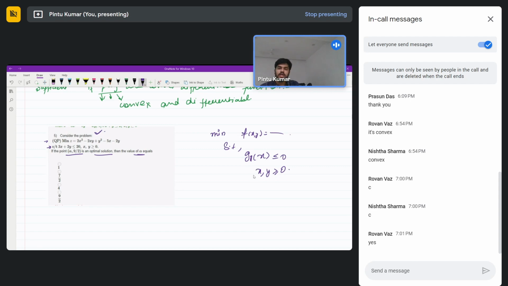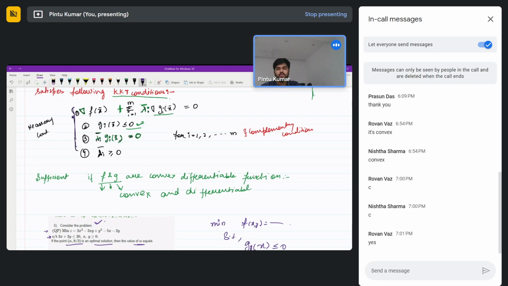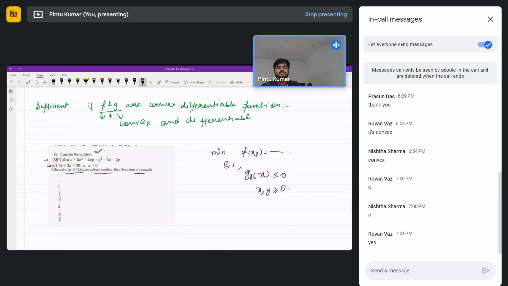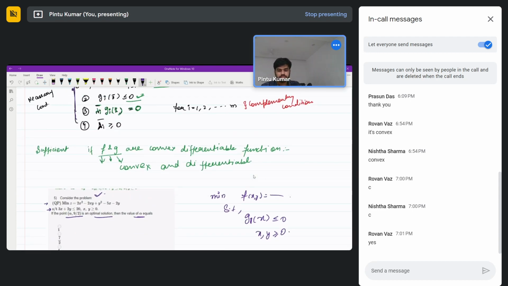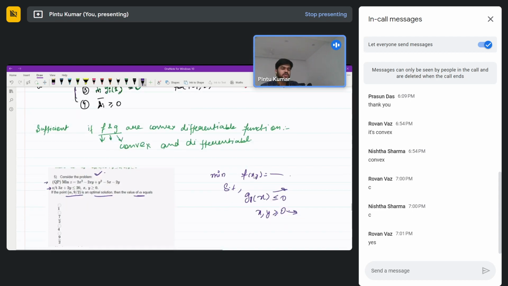Now if alpha comma 9/2 is an optimal solution, then it must satisfy all my 4 KKT conditions. So let's build these KKT conditions. How many constraints do I have? You can see that there is only one constraint, but the non-negativity constraints will also count.